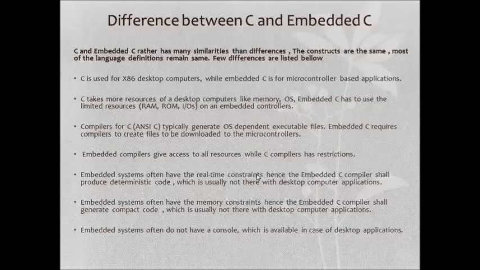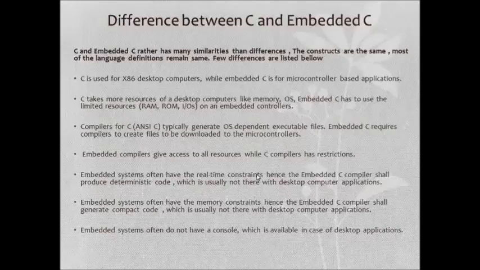Compilers for ANSI C typically generate OS dependent executable files, executable files which could be started or invoked by the OS. Whereas embedded C requires compiling to create files to be downloaded directly on the controller. Embedded compilers give access to all the resources in the given system, while the ANSI C compiler has got restrictions.